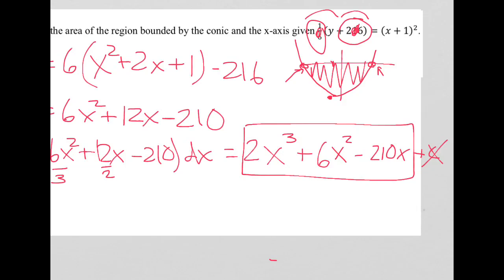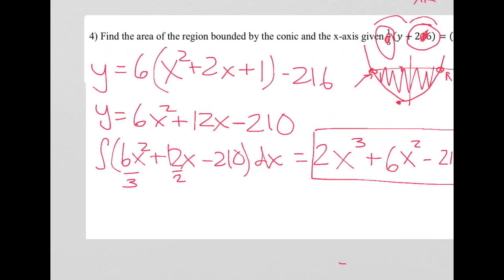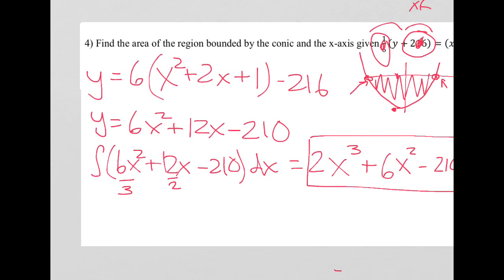Okay, so let's go about figuring out what those x values are. How are we going to do that? Let's take this equation, 6x squared plus 12x minus 210, and factor it to find the x-intercepts.